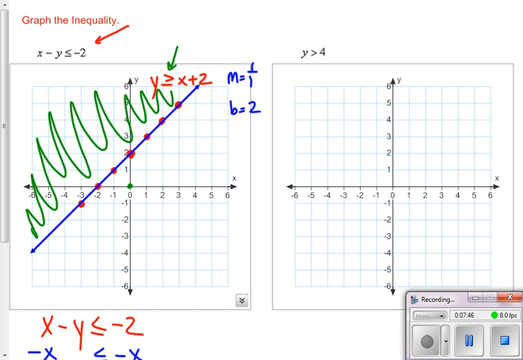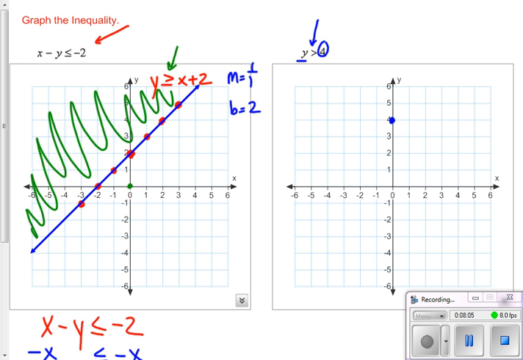Last example here, we have y is greater than 4. Remember, this is telling you that it crosses the y-axis at 4. When you have a variable and a number, it's telling you where it's crossing. So we're crossing our y-axis at 4. There it is. We're crossing the y-axis at 4.